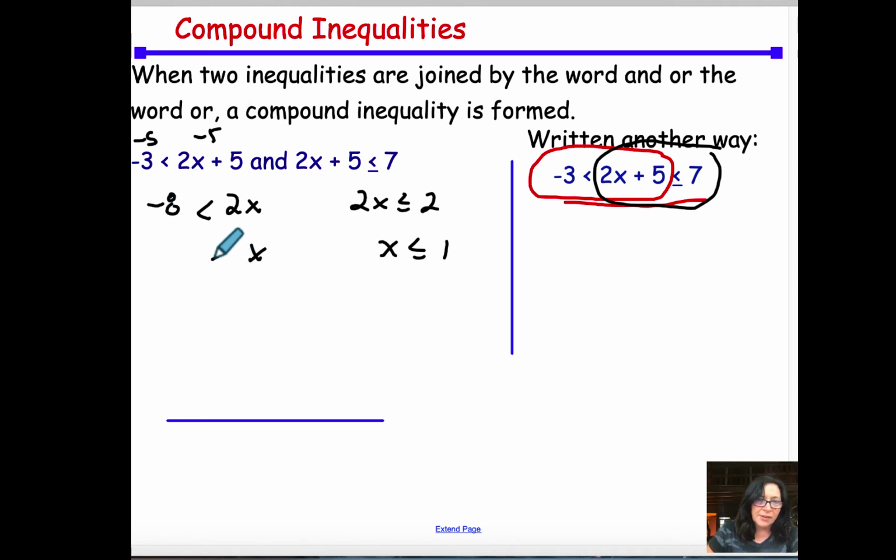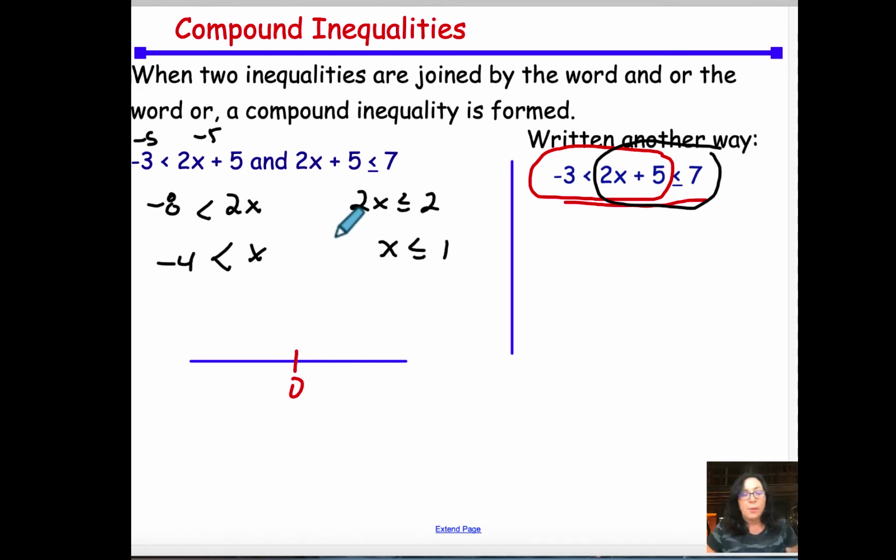Which means x is greater than -4. So I have two answers. What that means for this question, I'm going to move this up just a little bit. When I graph it, I'm going to put my two values and put 0. I like to put 0 on there, even though I'm not using 0. 1 here, and then you've got a -4.